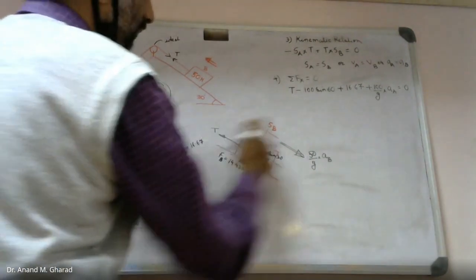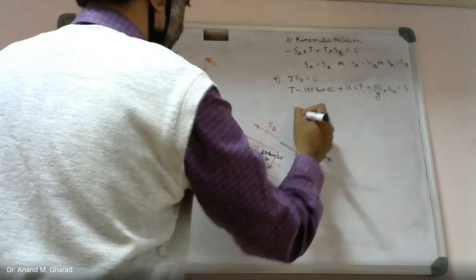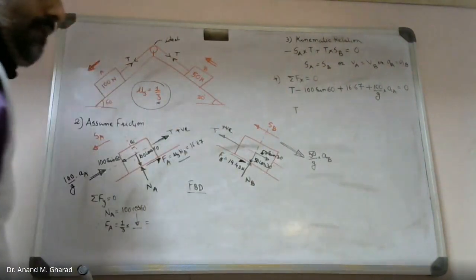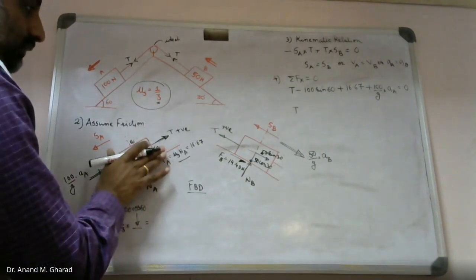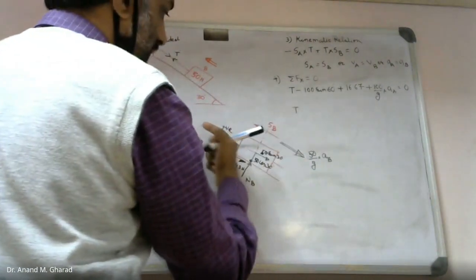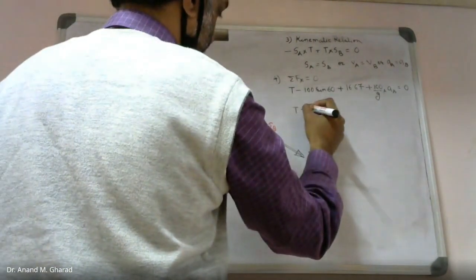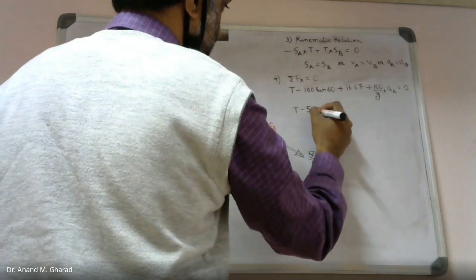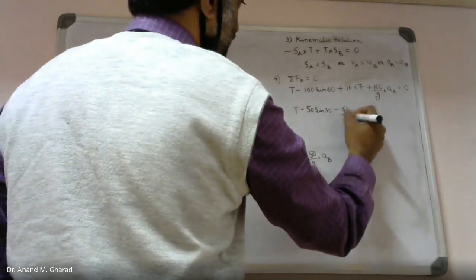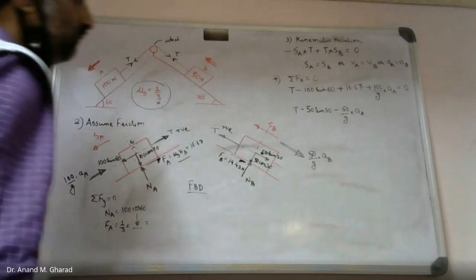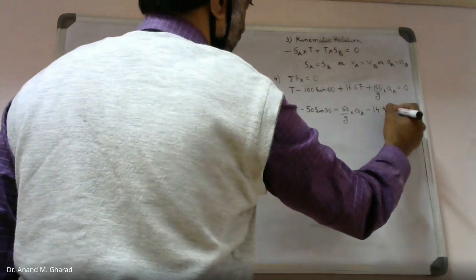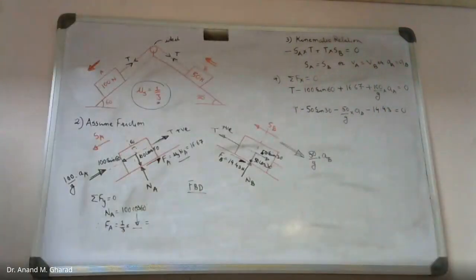Similarly for block B. Now, this is positive. We are assuming that whatever is in the upward direction, that is positive. So this is positive, then minus 50 sine 30, then minus 50 by g into AB, and this is again minus 14.43 equal to 0. Is this okay?